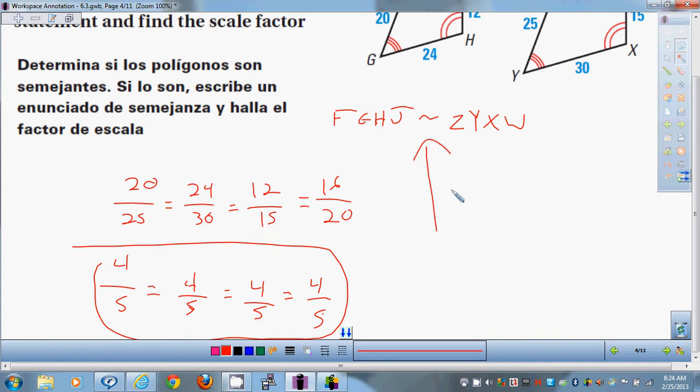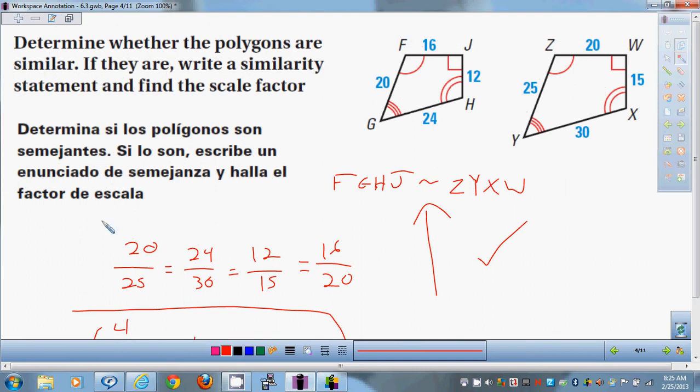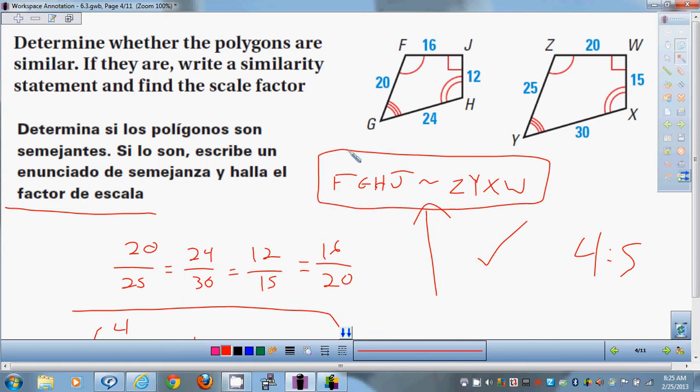What is the scale factor for these two polygons? 4 over 5 is what it reduces to. Very good. Now, what did it ask us for? It asked us for the scale factor, which is 4/5. And it asked us for the similarity statement, which is right there. Order matters. If you mix up even one letter in either of those and they still don't correspond, then you missed it. Order matters.